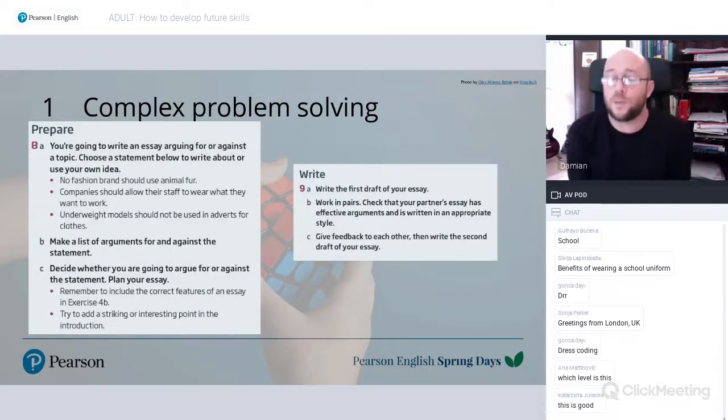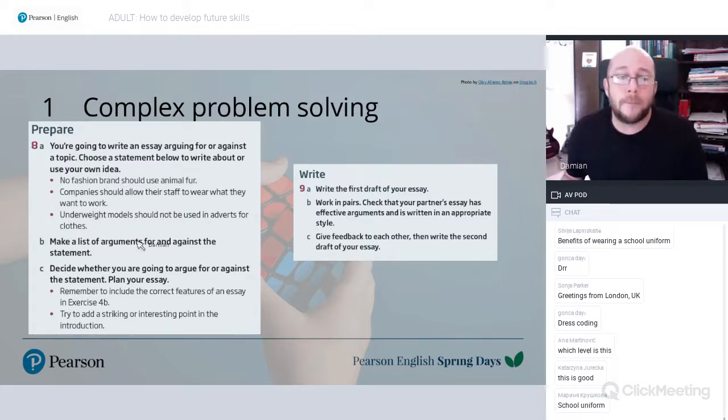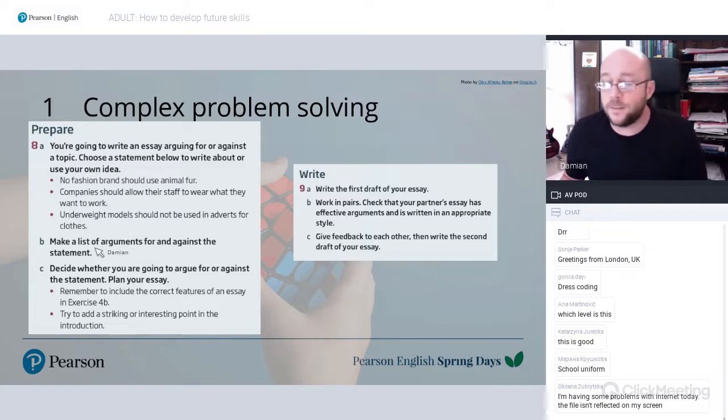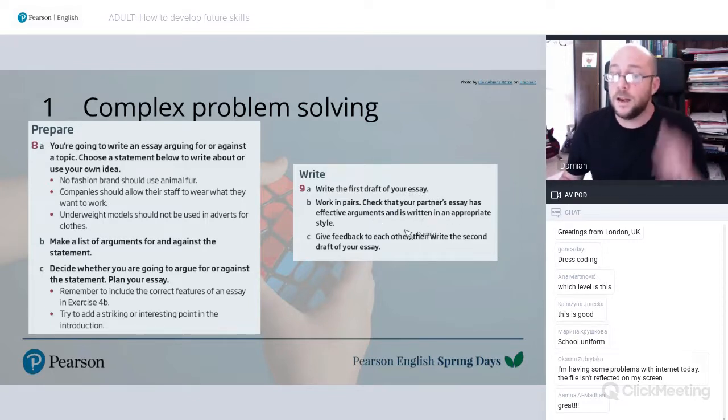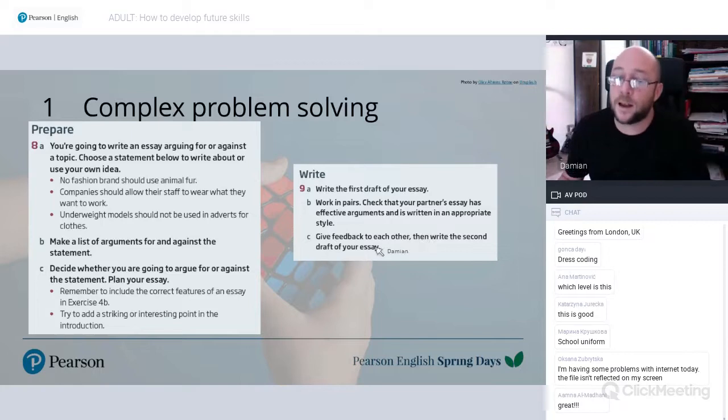And then it comes to the actual problem solving part, i.e. they actually write the essay. So they choose a topic first, make a list of arguments for and against the statement. So here they're bringing in the different vantage points and the creativity side as well. Then they decide whether they're going to argue for or against and plan it. Then comes the trial and error part at the end. They write a first draft, read each other's drafts in pairs and make suggestions, give feedback, and then write a second draft. So that will be the next trial part.